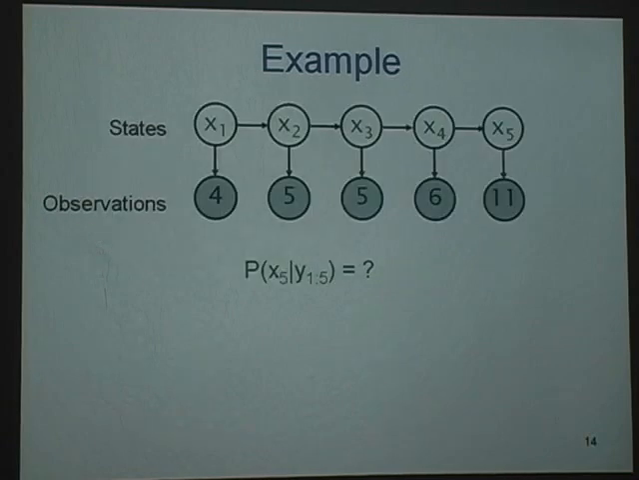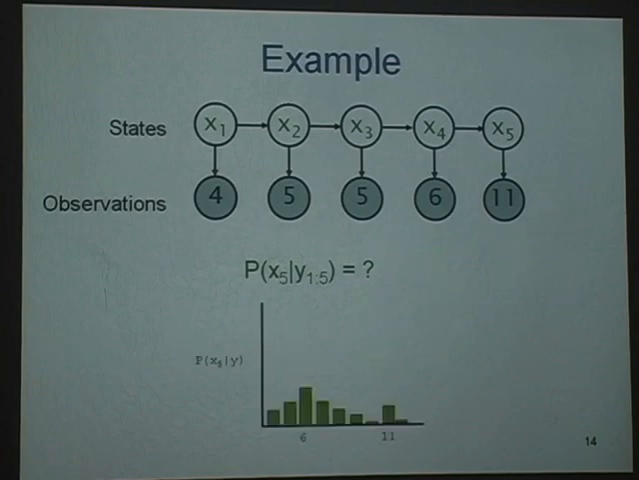So here's a picture of a sample run. On the top row, we have the hidden states, which we don't know, of course. And on the bottom row, there are observations: 4, 5, 5, 6, and 11. And a filtering algorithm has to answer the question, given these observations, what is the probability of x5, the state at time 5, given the observations 4, 5, 5, 6, 11? Just for intuition, if you look at this observation sequence, there are kind of two possibilities. One is that 11 is just an observation outlier, and really the state has stayed around 5 or 6 for this entire sequence. The second possibility is that maybe it really did jump to 11 at the last step. And so you can imagine that the distribution looks something like this. There are two modes, one at 6 and one at 11. So this is the kind of thing that a filtering algorithm would do.